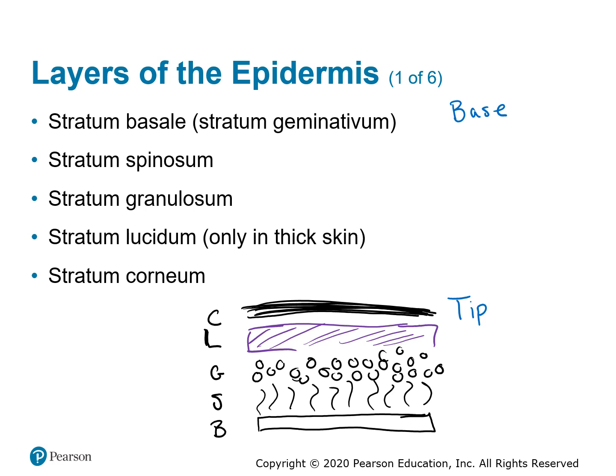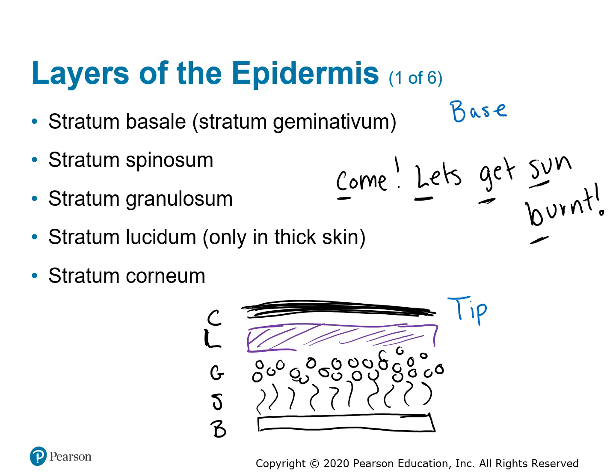A fun little acronym that you can use to remember the layers of the skin is, I guess it's not an acronym, it's a mnemonic. I love mnemonics, they're fun for me. Just come, let's get sunburnt. A sunburn is a first-degree burn that damages the layers of the epidermis. These are the layers. C, corneum, L, lucidum, G, granulosum, S, spinosum, B, basale.